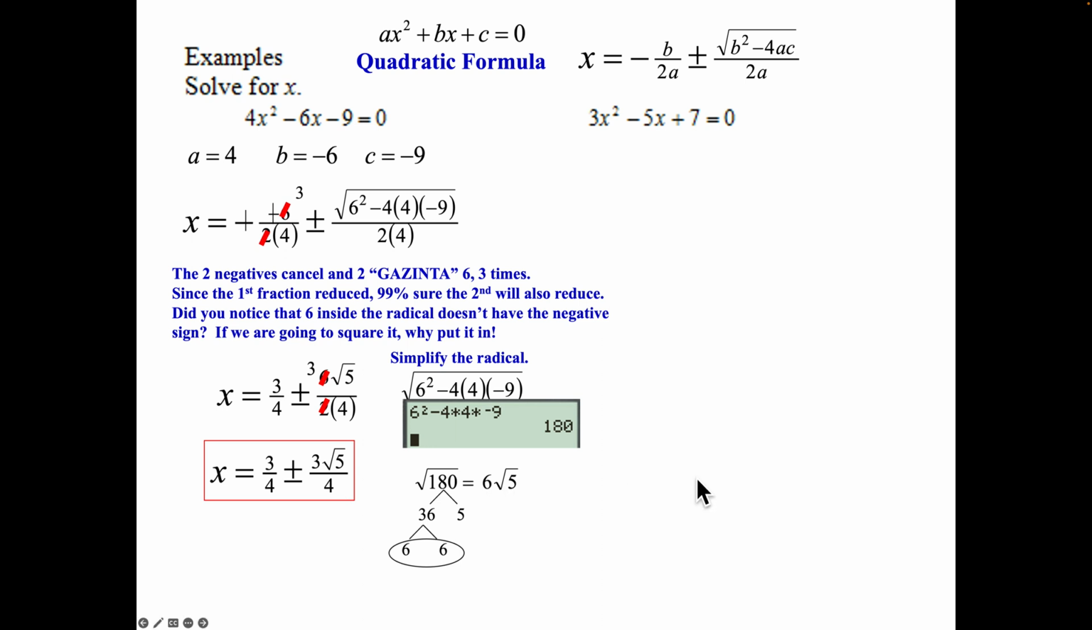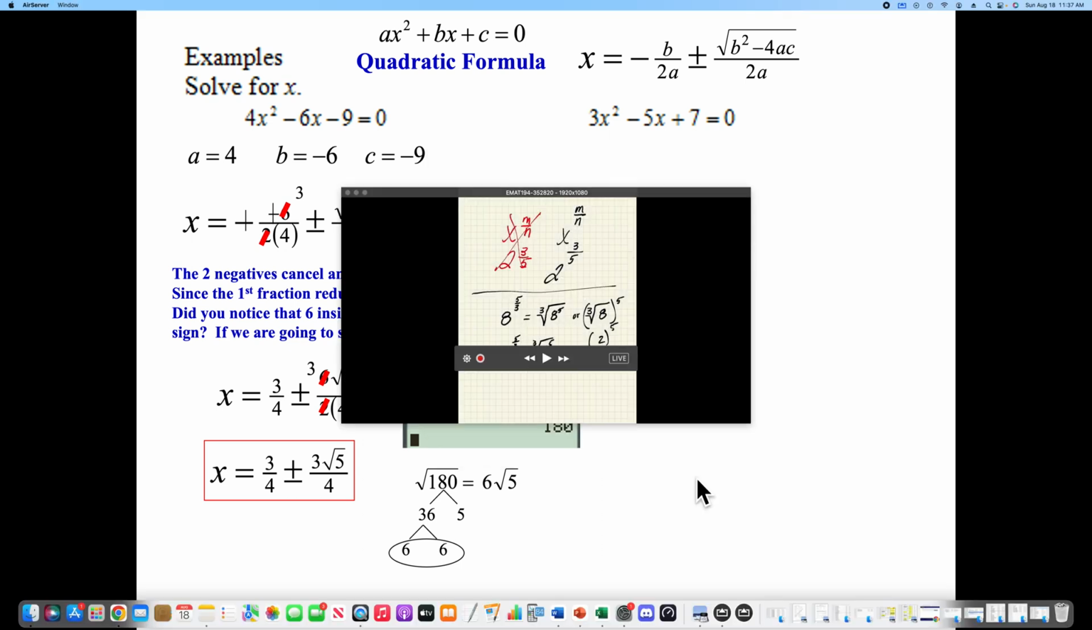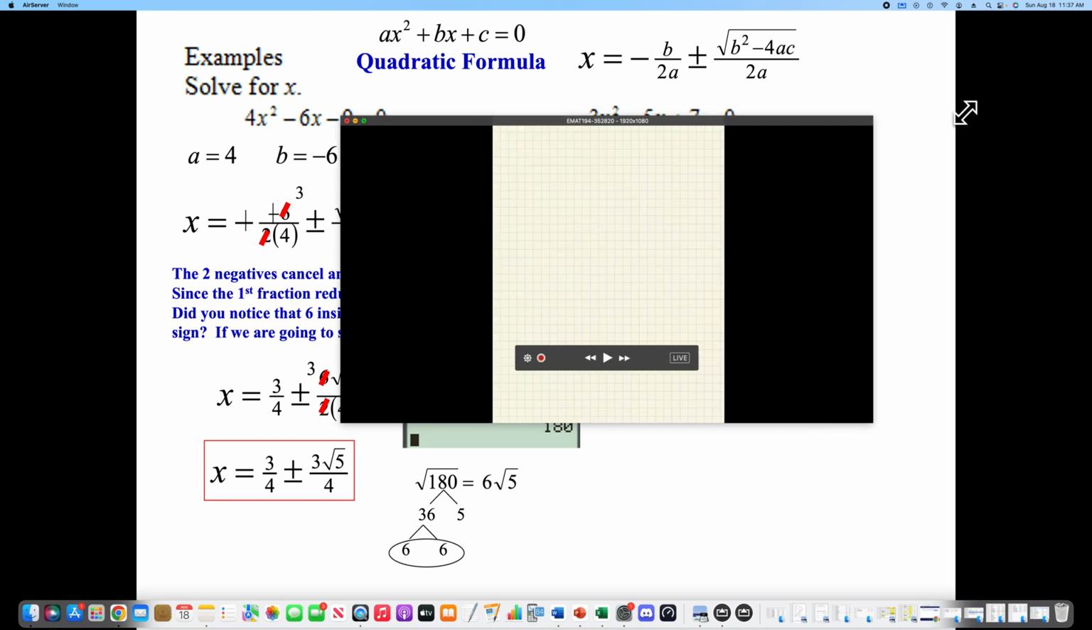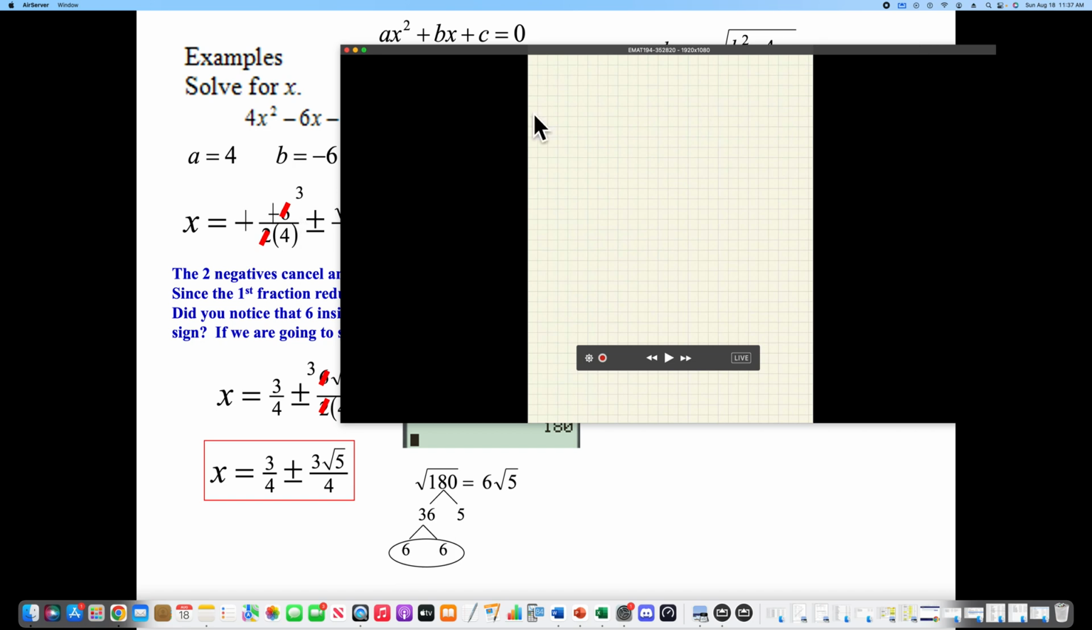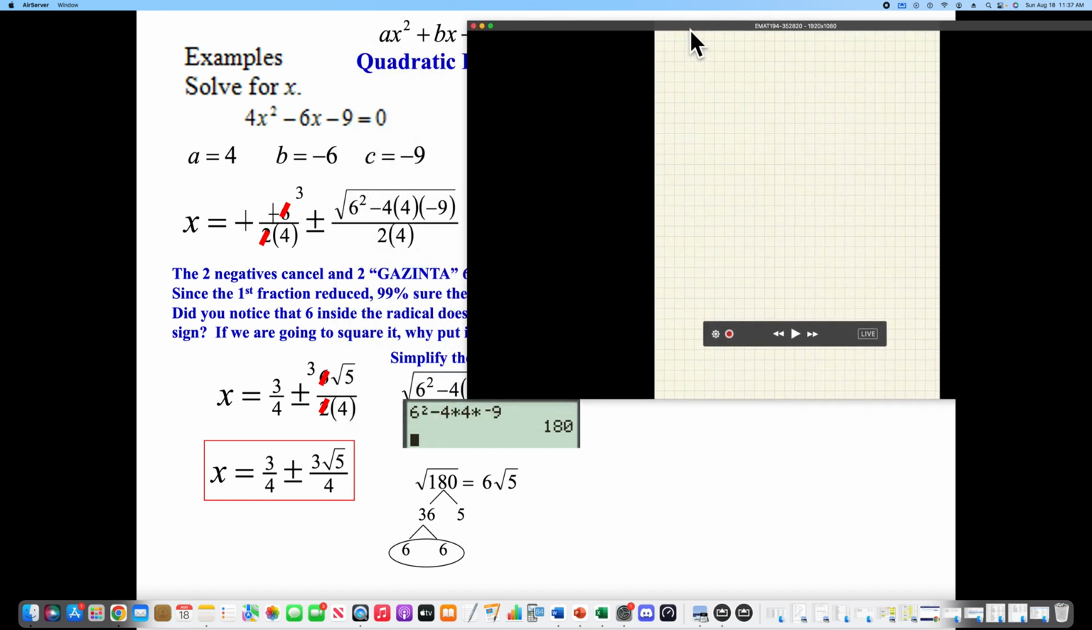Everybody agree with that? You have to agree. Now, one of the reasons I'm going to try to load up my iPad here is to show you why you don't want to have this as one fraction, because it will throw you for a loop. Okay? I have seen this so many times. We're trying for preventive medicine here.